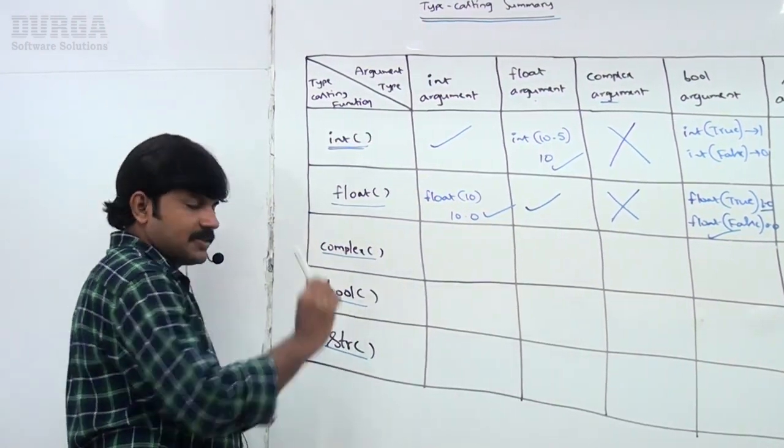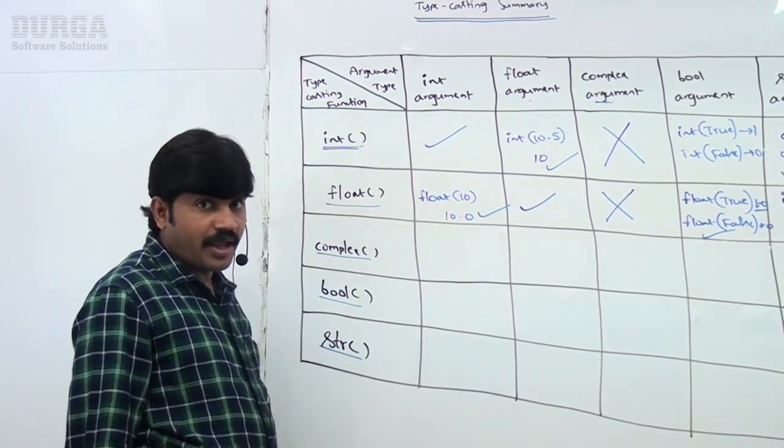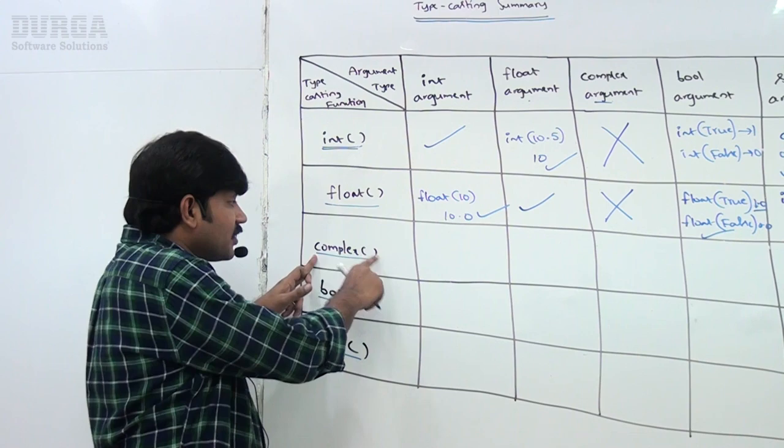Sir, what about complex? I want to convert an int argument to complex. Okay, there are 2 complex functions available.